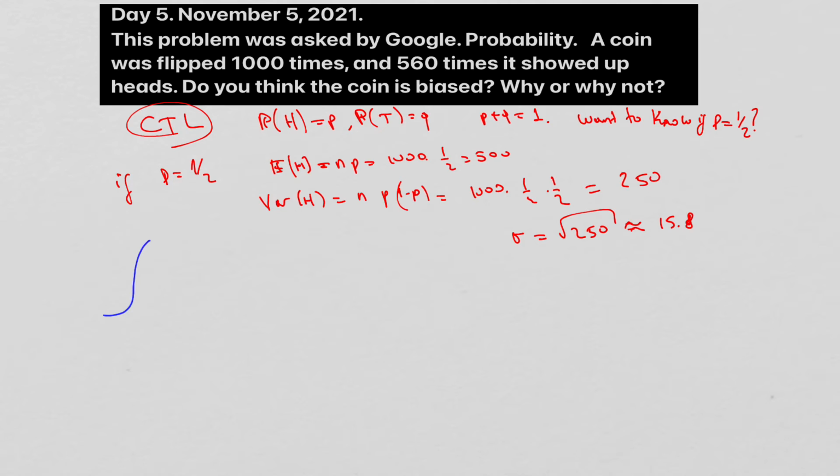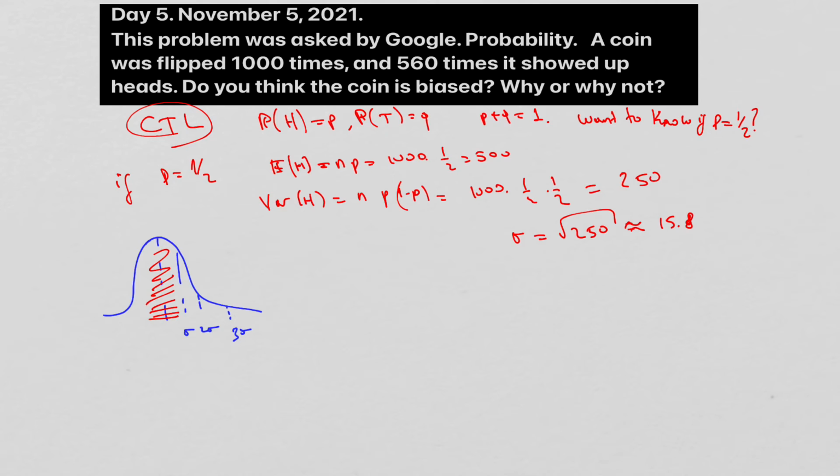Okay. Now we remember the 68, 95, 99 rule, right? Like this: 1 sigma, 2 sigma, and the 3 sigma rule.